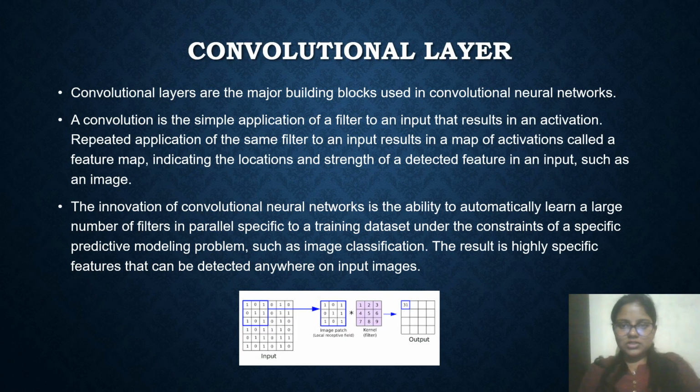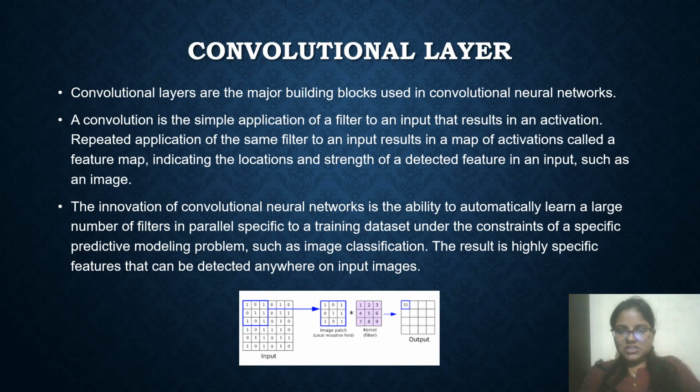Now we'll discuss the layers of the CNN, where first, after giving the input, it will be converted in the convolutional layer first, where this convolutional layer is the major building block used in CNN. A convolution is the simple application of a filter, or kernel, to the input image, that results in an activation, that is, an output of the particular layer.